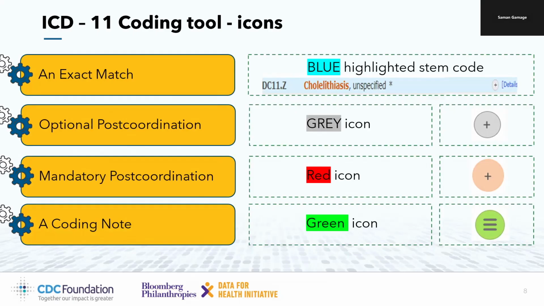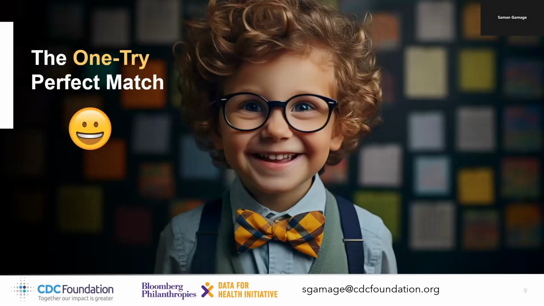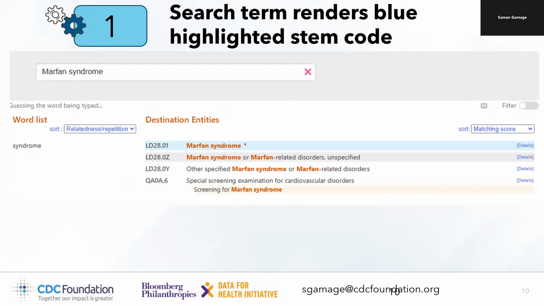Let's go through different scenarios. The one try perfect match. Search term renders blue highlighted stem code. Here we search for Marfan syndrome and the blue highlighted stem code identifies the exact match. Here is the exact perfect code for Marfan syndrome, LD28.01.